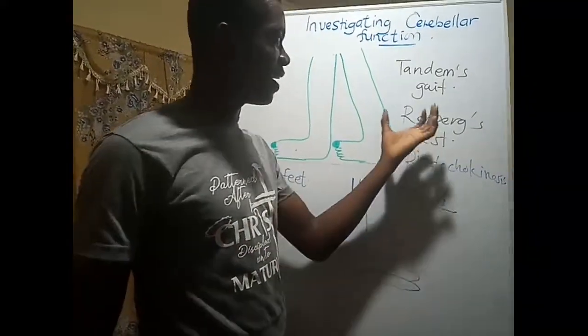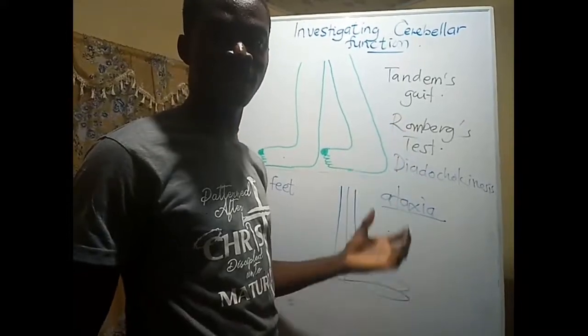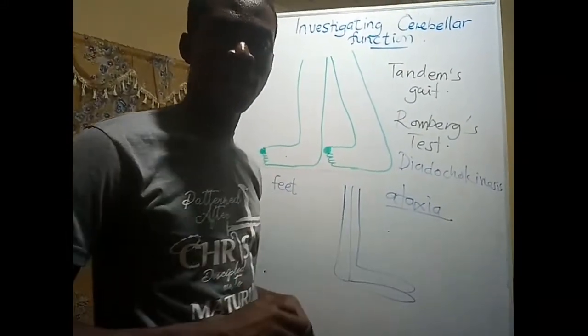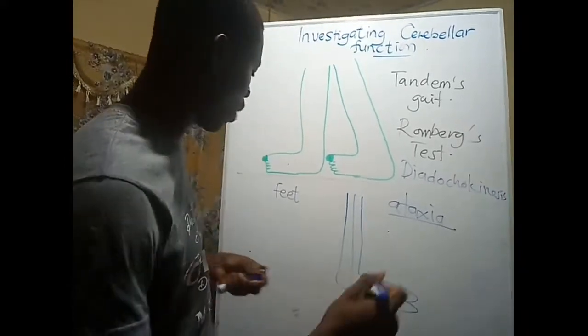Is that okay? So we've looked at tandem gait, Romberg's test, dysdiadochokinesis, and investigating an individual's muscle tone, in which case we said if an individual has cerebellar dysfunction, the person will experience hypotonia. Now the last one I want us to look at is what we call nystagmus.